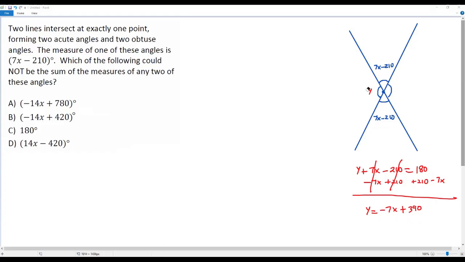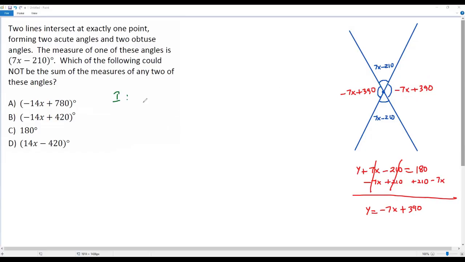Okay, now let me replace y over here and here by the expression I got, that is -7x + 390. In the given answer choices, we have to find the one which could not be the sum of the measures of any two of these angles. When I consider the four angles at the point of intersection of two lines, there are three possible results for the sum of two angles. One is the sum of these two equal angles. The other possibility is the sum of these two equal angles. And the third possibility is the sum of one of these two angles and one of these two angles.